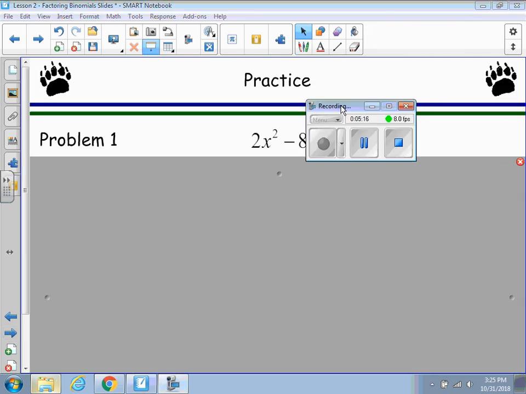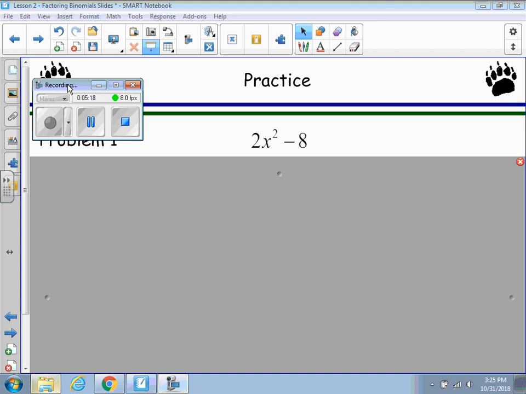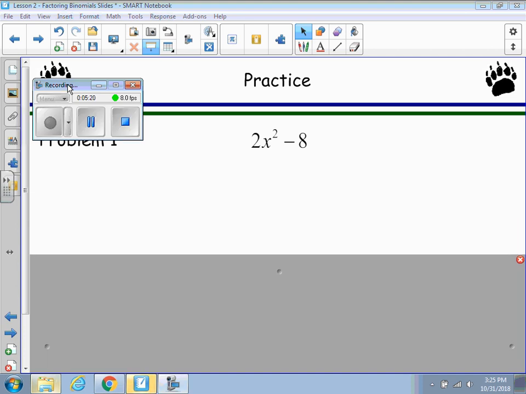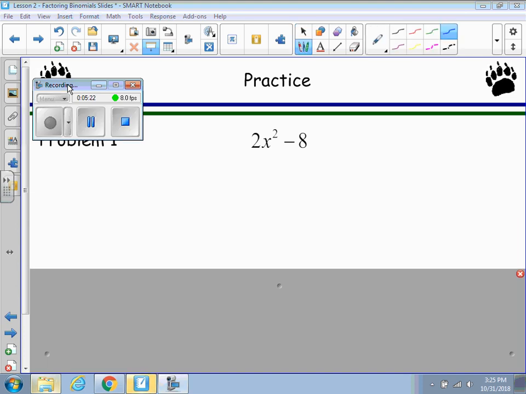I'm going to do the first one with you and then pause the video and try that third one on your own. So 2x squared minus 8. Is there a GCF? Yes, it's 2. Factor out your 2, and what's left? Well, you have an x squared minus 4. Now, the 2 is done. That's fully factored. Let's look at the x squared minus 4.